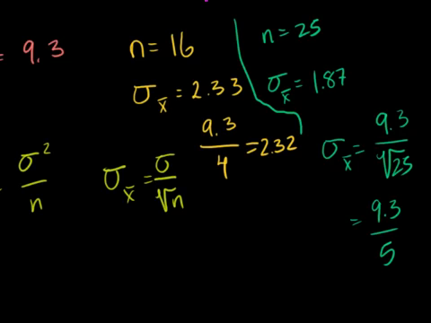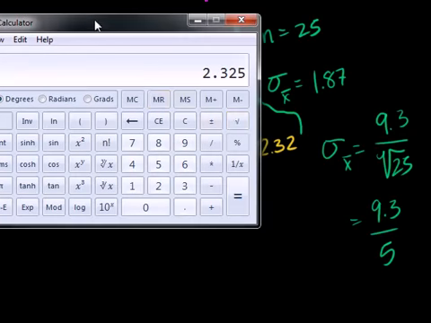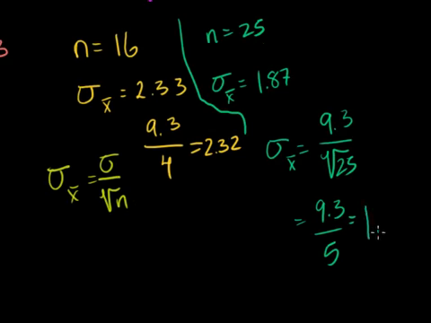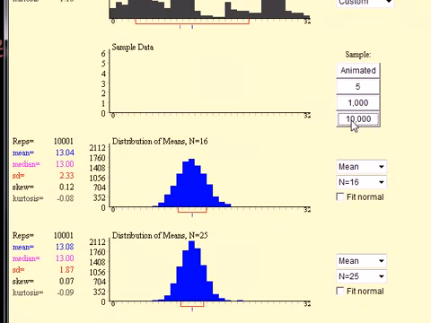So let me get my calculator back. If I take 9.3 divided by 5, what do I get? 1.86, which is very close to 1.87. So as you can see, what we got experimentally, and this was after 10,000 trials, was almost exactly what you would expect. Let's do another 10,000. So you got another 10,000 trials. Well, we're still in the ballpark. I can't hope to get the exact number, rounded or whatever.